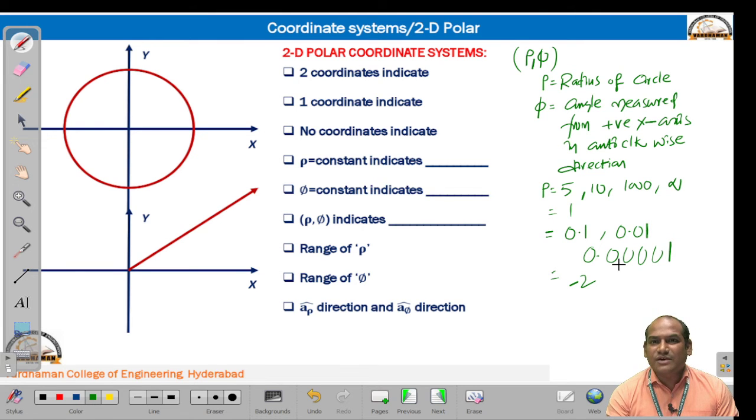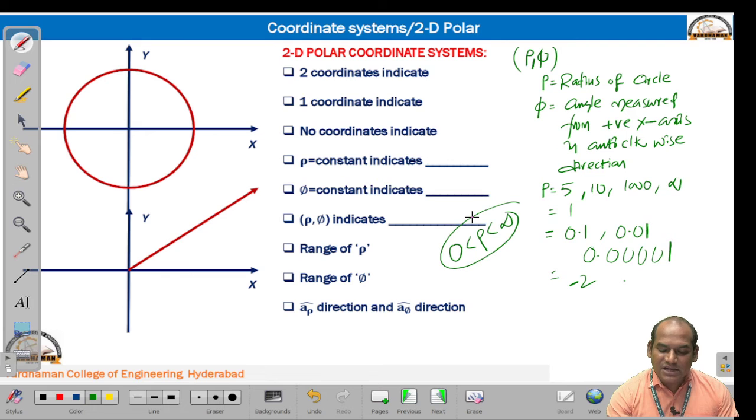So, what is the range of rho? It can be 0. If it is 0, it is representing a point. So, 0 to infinity, I can say is the range of rho. Like that I can tell, but I cannot take negative values for rho. But in our previous case, in the two dimensional Cartesian coordinate system, the x value is changing from minus infinity to plus infinity, and the y value is also changing from minus infinity to plus infinity.